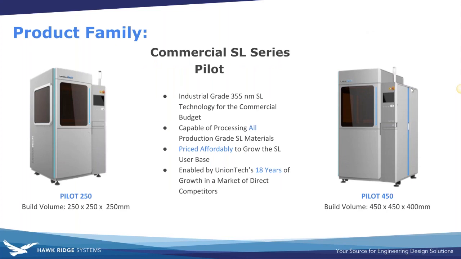What we have here is their commercial series. With the commercial series, there are 2 different printers. On the left-hand side, we have the Pilot 250, and it's a 250 by 250 by 250 millimeter build volume, and that's 10 by 10 by 10. On the right-hand side, the bigger printer is the 450, and that's 450 by 450 by 400, so that's 17.8 by 17.8 by 15 inches deep for the build volumes.